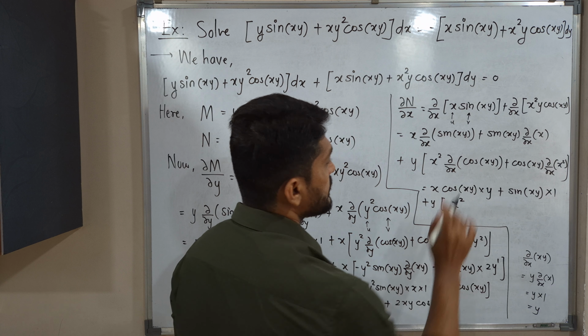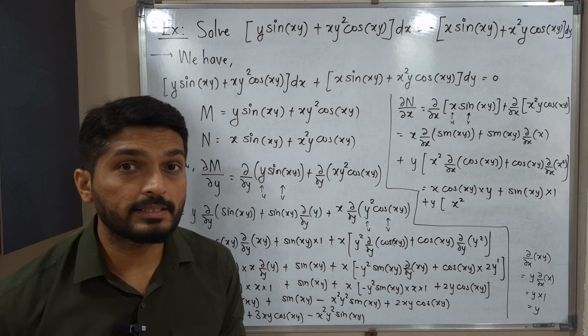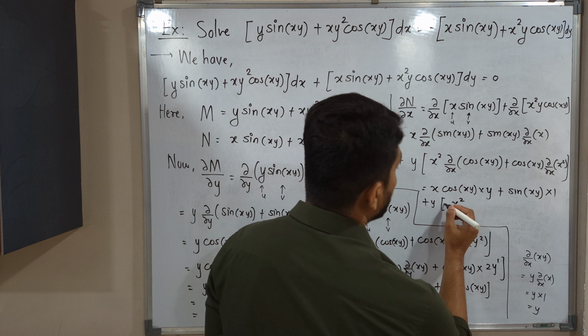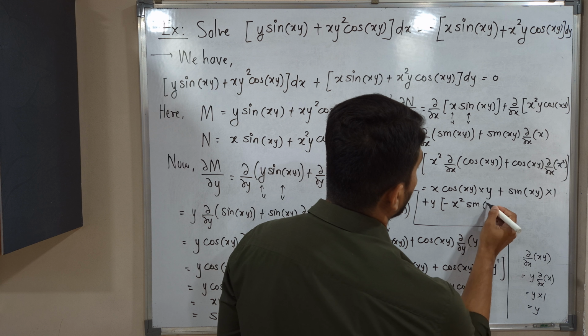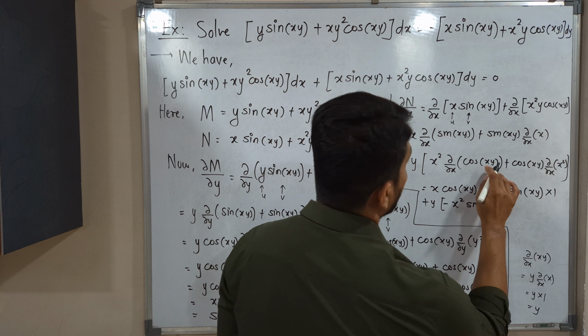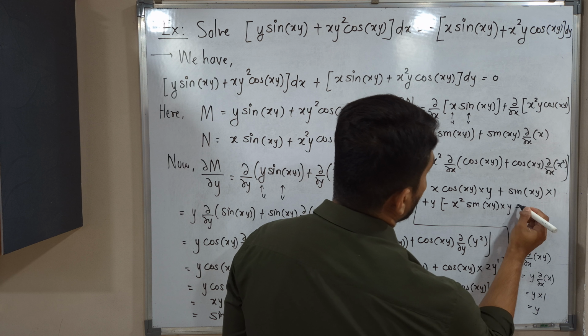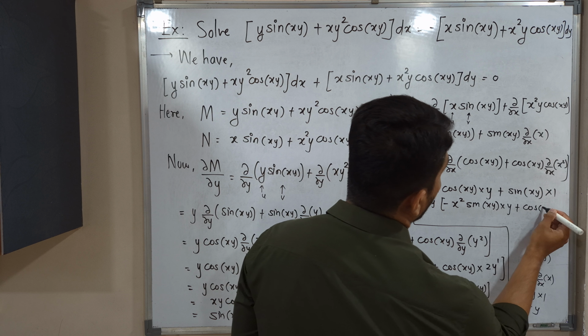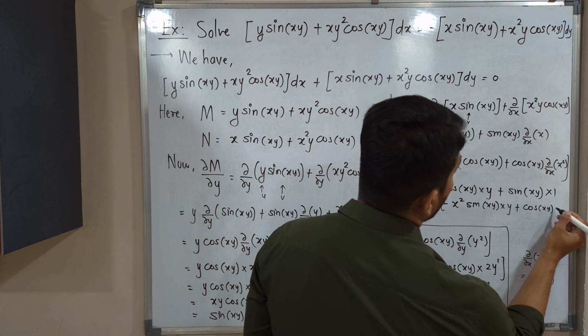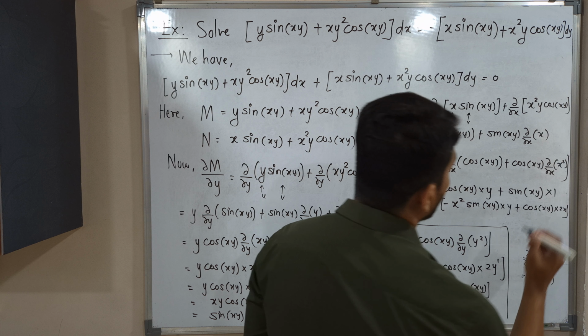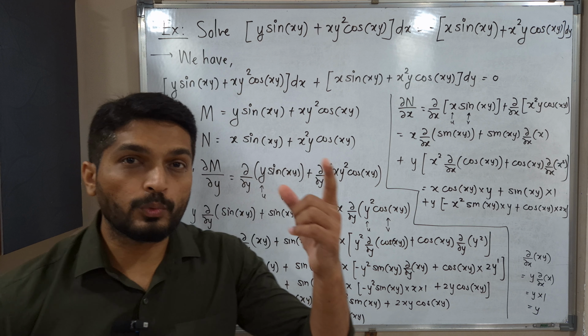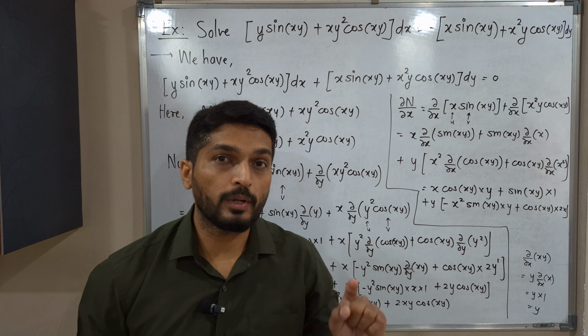What is the derivative of cos? The derivative of cos is minus sin, so I'm writing here minus sin xy, but again we need the derivative of xy, which is again y plus cos xy, and the derivative of x square is 2x. When you have x raised to n, the derivative will be n x raised to n minus 1.